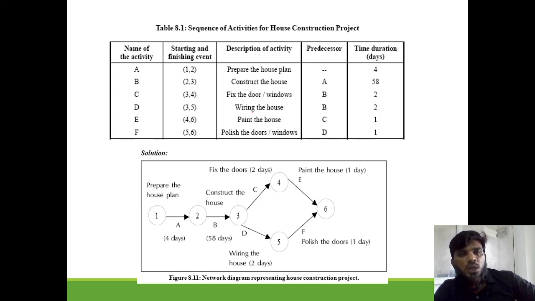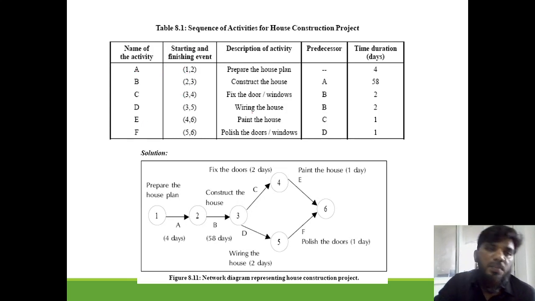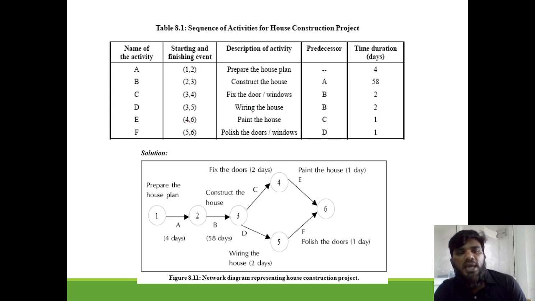Okay. So what are the activities? These are the activities. What are the nodes they have given here? Start event and end event. For activity A, start is 1, end is 2. For activity B, start is 2, end is 3. For activity C, start is 3, end is 4. Similarly for activity D, 3 and 5. Activity E is 4, 6, and activity F is 5, 6. So in this they have given these, and sometimes they will not give you this. They will just give you these values. Okay.